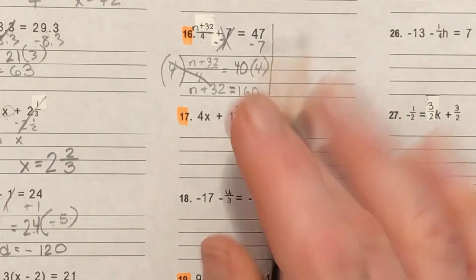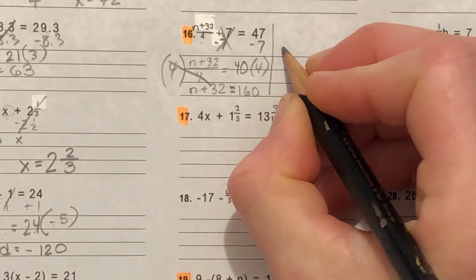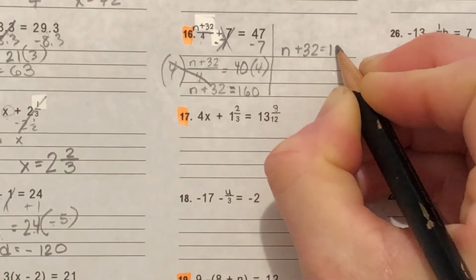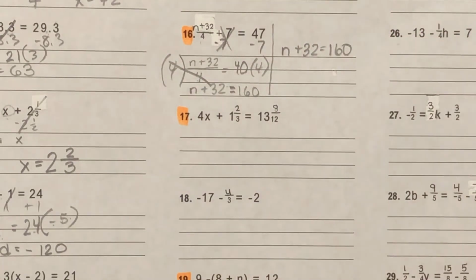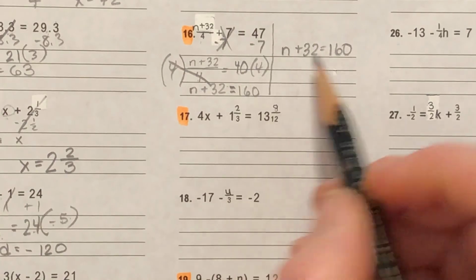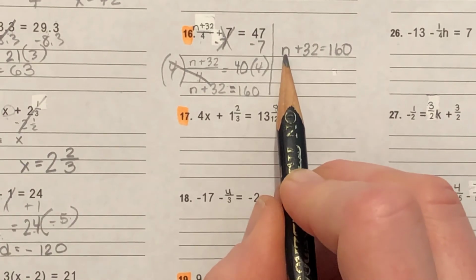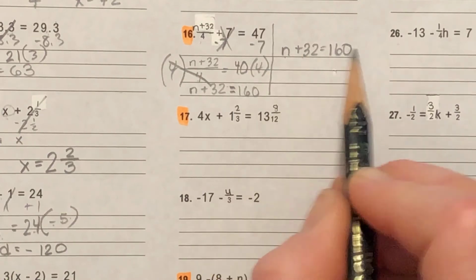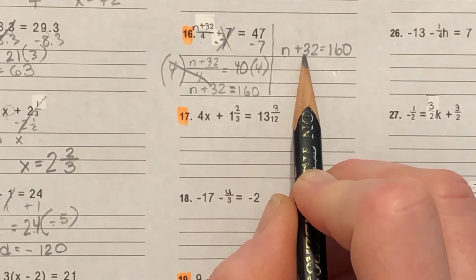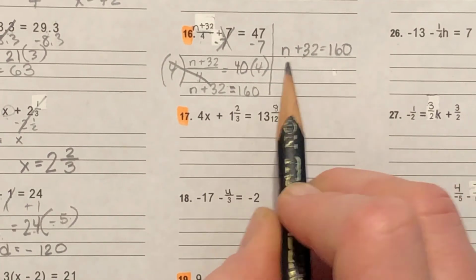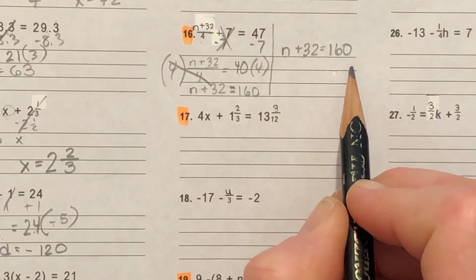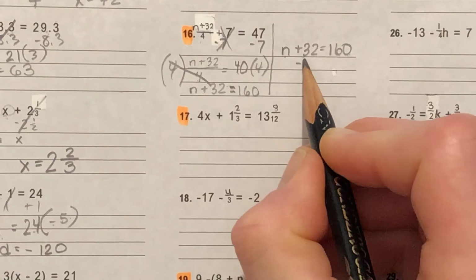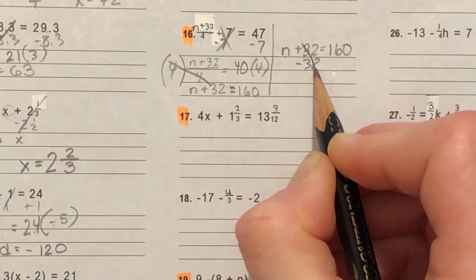My next, you know what, I'm going to take this and write it up here. N plus 32 equals 160. Yeah, that's easier. So now I need to isolate the n. So I will subtract 32 from both sides. I have to subtract because if I add it, then it just makes it bigger. I don't want it bigger, I want it gone. So minus 32, so you're gone.